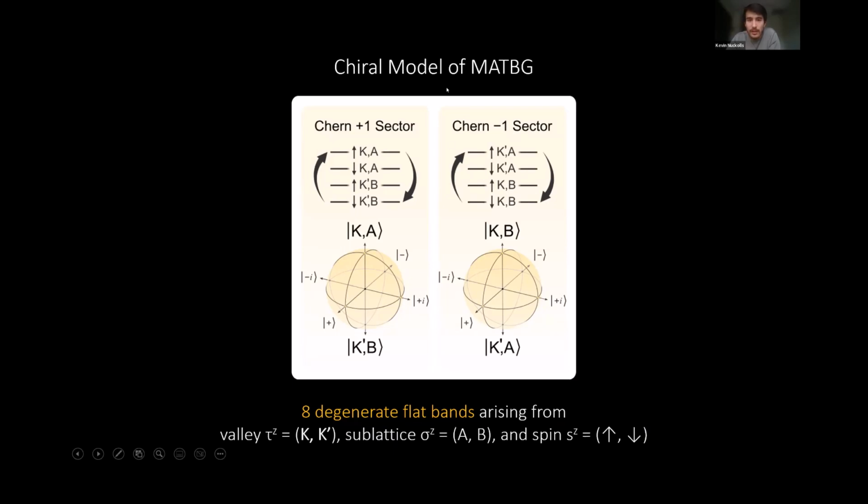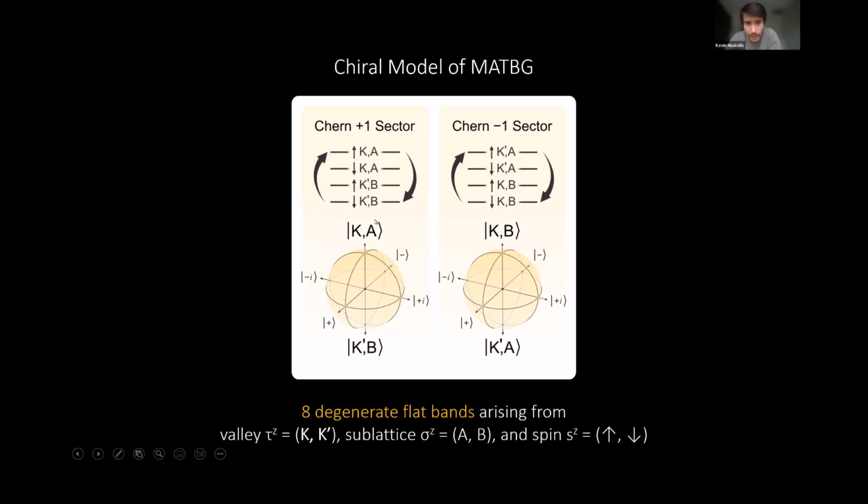So the chiral model says that all of these flat bands have 0 dispersion, they're all at the Fermi level, they're all degenerate with one another, and they're all related to one another by symmetries as split into these so-called Chern sectors, where 4 of them carry a certain kind of Berry curvature, and the other ones carry the time reversal conjugate of the Berry curvature.